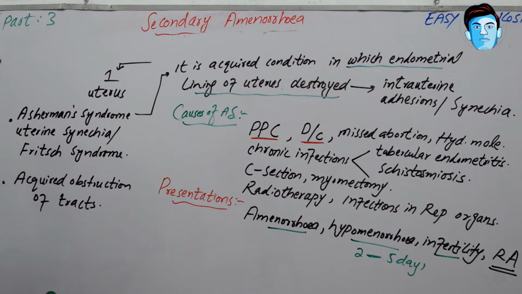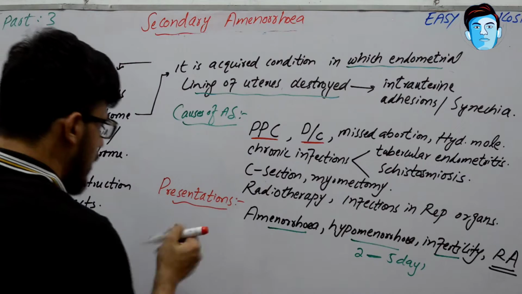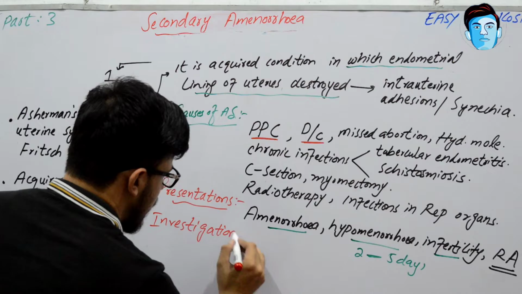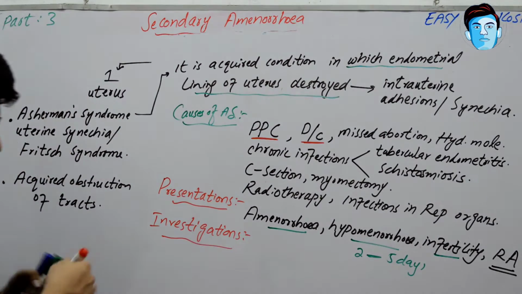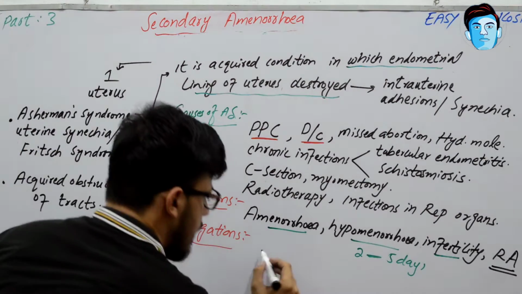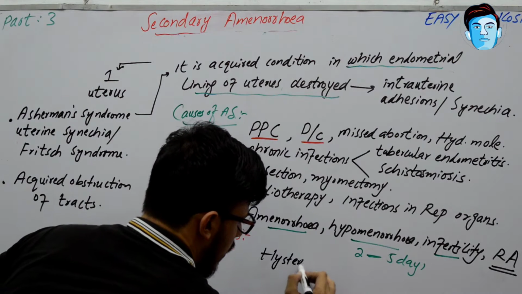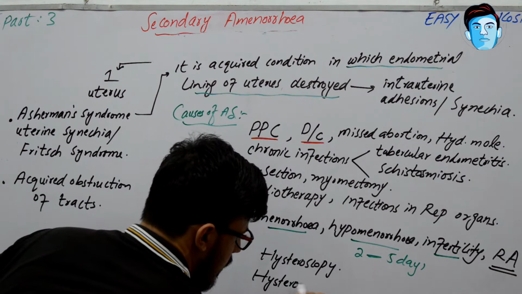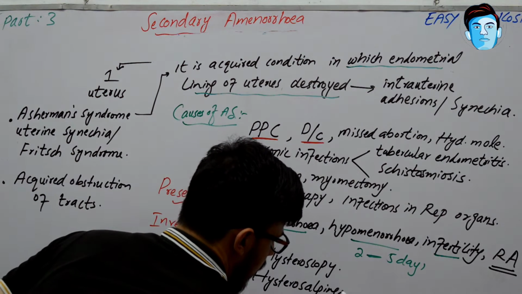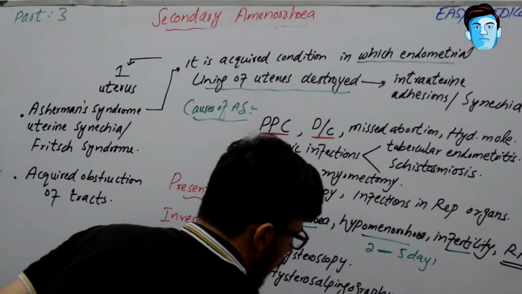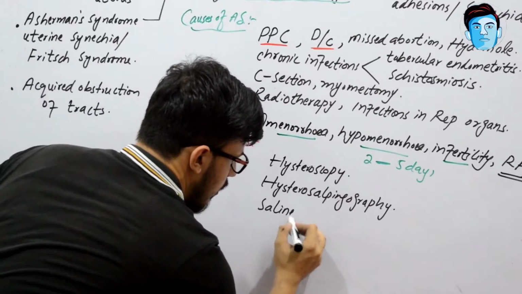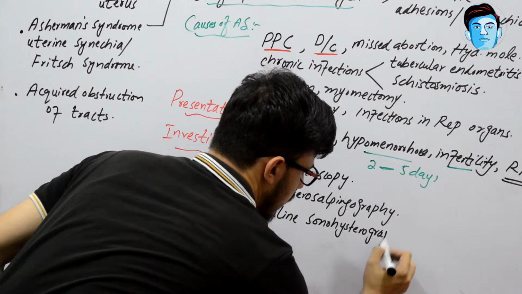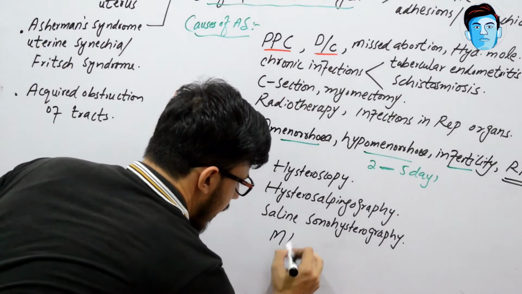Now what are the investigations for Asherman syndrome? The investigations consist of hysteroscopy, hysterosalpingography and saline sonohysterography. You can even go for MRI.